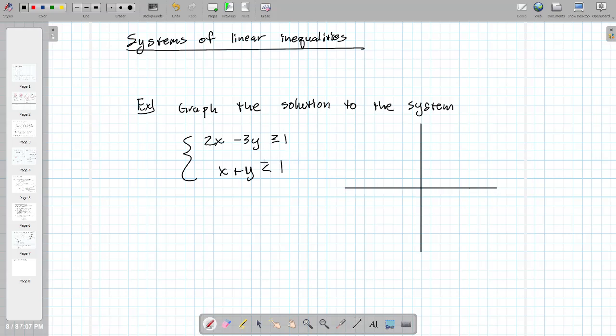Okay, so let's solve for y in each equation. We'll call this equation 1, this equation 2. Equation 1, add the 3y over, subtract the 1. So we have 2x minus 1 is greater than or equal to 3y. If we divide both sides by 3, then we have y is less than or equal to 2/3 x minus 1/3, where I just reverse the inequality. Because 2/3 x minus 1/3 is greater than or equal to y means the same thing. Equation 2, if we subtract the x over, then we just have y is strictly less than 1 minus x.